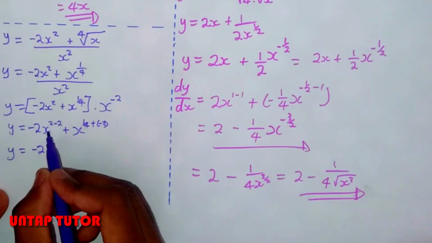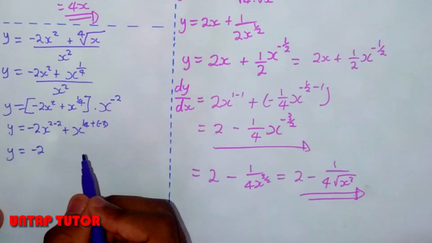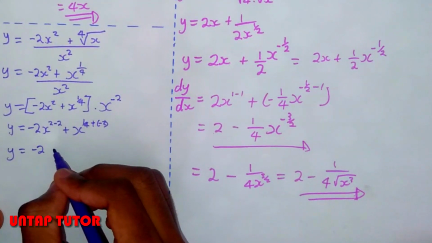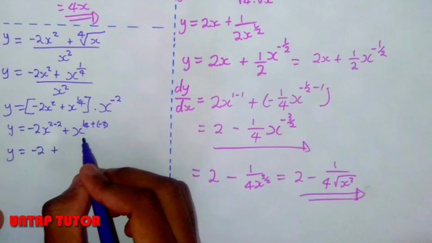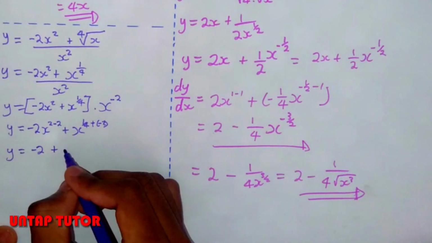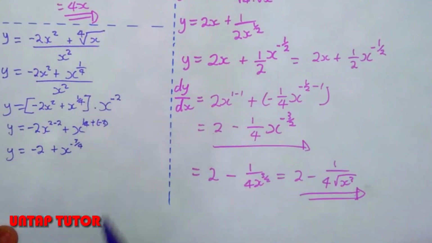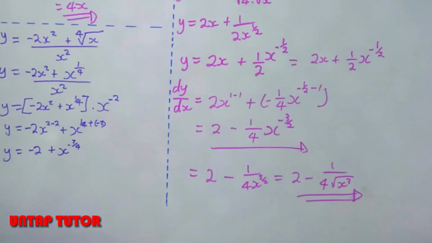This one is going to become x to the power of 2 minus 2, which is 0. So x to the power of 0 is 1. Anything to the power of 0 is 1. Plus x to the power of 1 over 4 minus 2, which is x to the power of minus 7 over 4. So if we do our checkups: no brackets, no roots, no x in the denominator, so we can go ahead and differentiate.